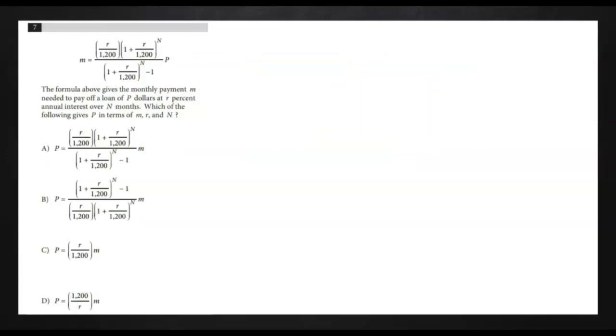All right, so we have a formula. It looks really complex, and you're thinking, oh my goodness, what do I do? Think about what you actually need to find out. Your question's asking you, which of the following gives P in terms of M, R, and N. So you are solving for P. So I want my answer to be P equals blah, blah, blah. So let's look at this together.